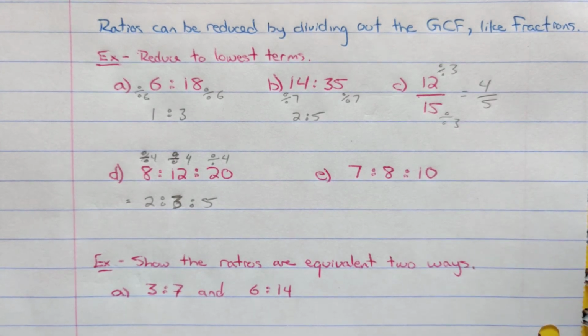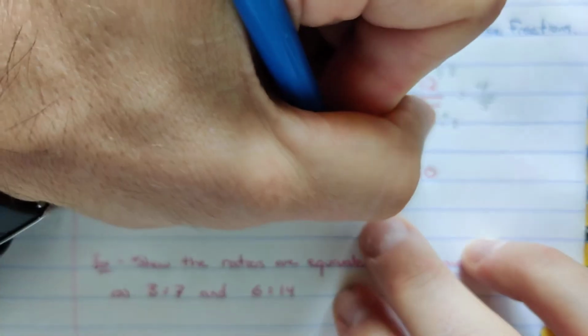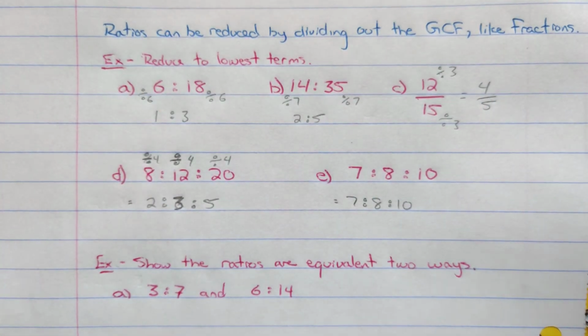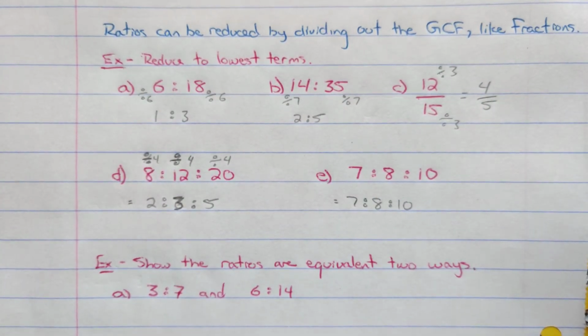In the next one, 7, 8, and 10. 8 and 10 have a common factor of 2, but 7 doesn't. 7 and 8 don't have any common factors other than 1. 7 and 10 don't have any common factors other than 1. So the greatest common factor is 1, which means this reduced is just how it is. 7, 8, and 10. Dividing everything by 1 doesn't change any of the numbers.